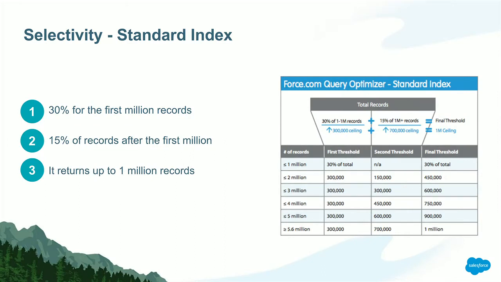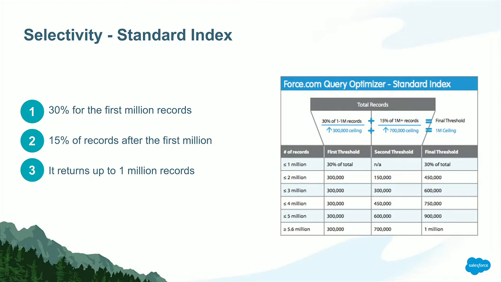So, starting with the game of numbers. A standard index will be selective if it complies with these rules: it returns up to 30% for the first million records, 15% of records after that first million, and it returns up to 1 million records.